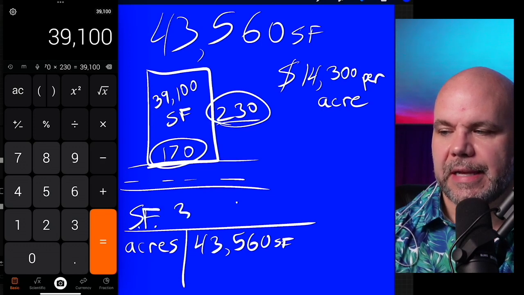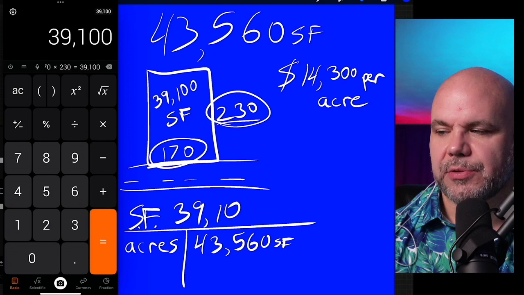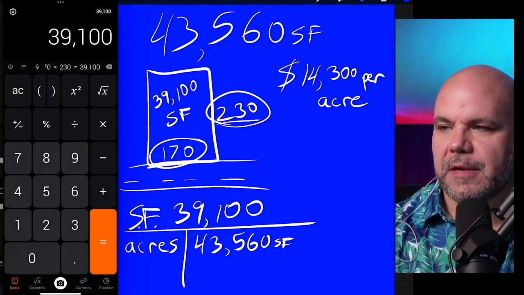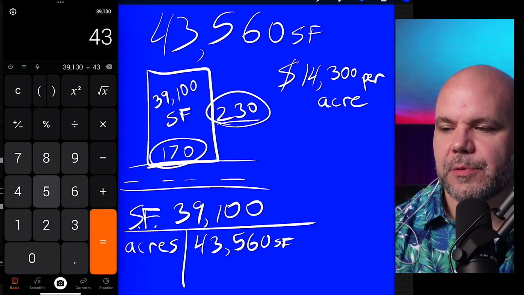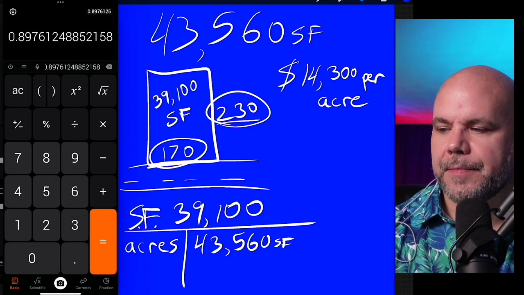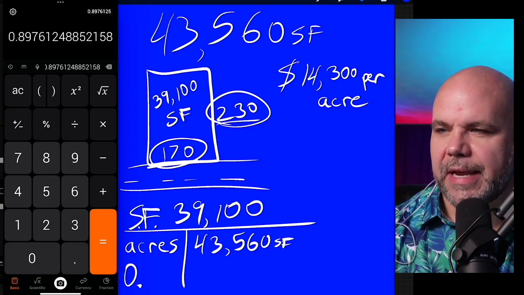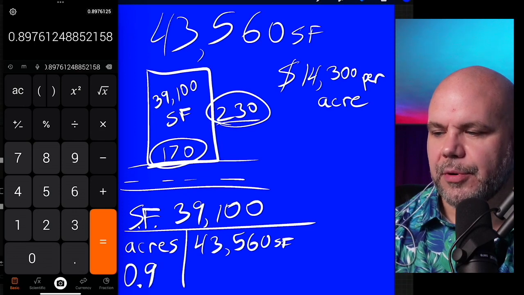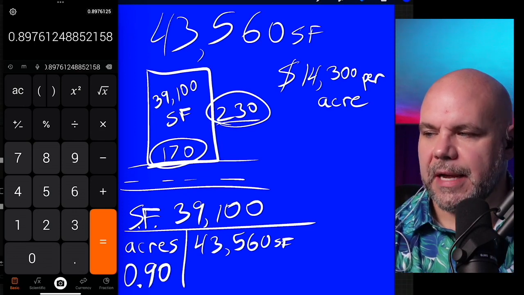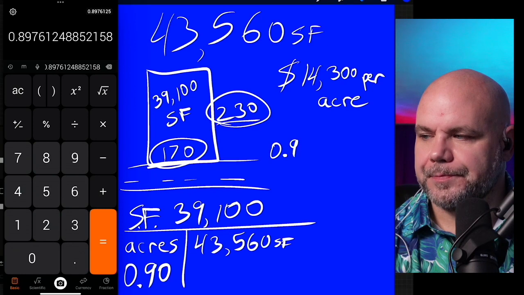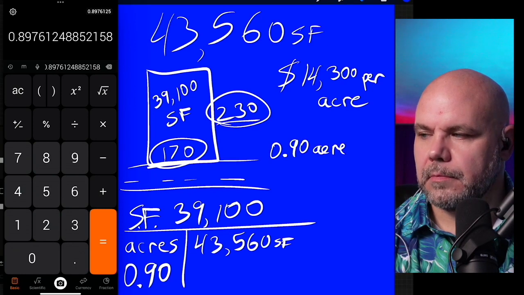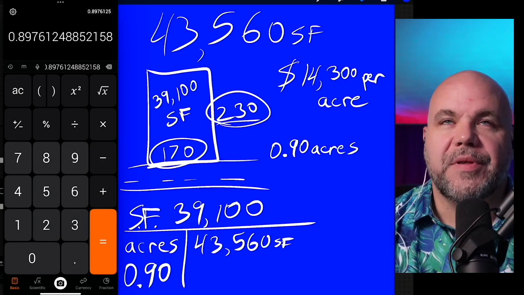So if we plug in this 39,100 square feet and divide it by the number of square feet in an acre, that reveals that the acreage of this lot is 0.897. Let's just call it 0.9. This lot is 0.9 acres. Right? Does that make sense?